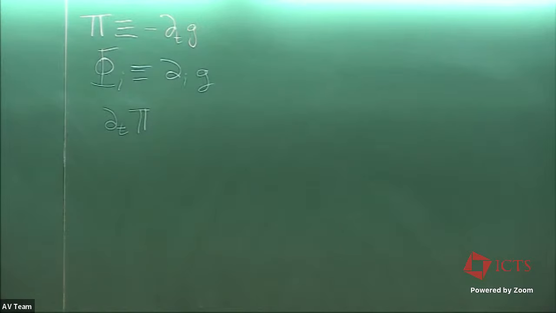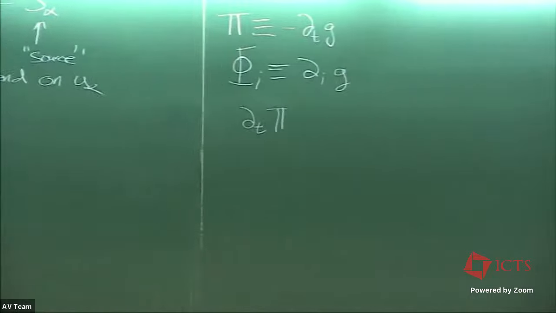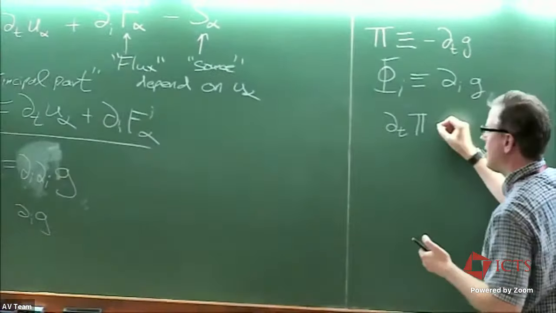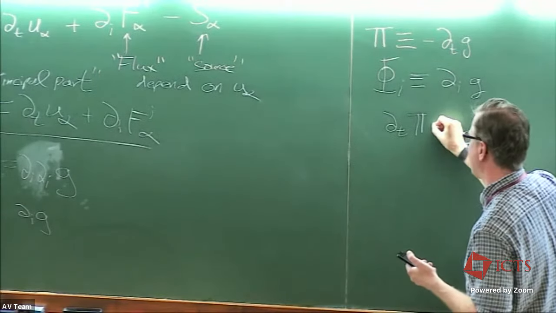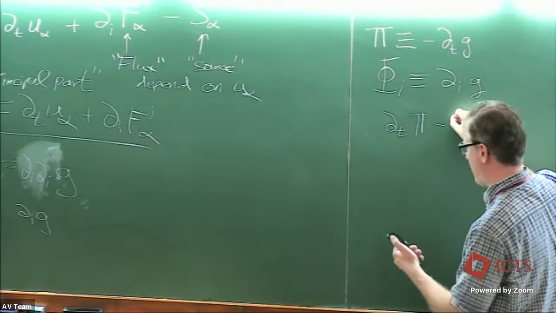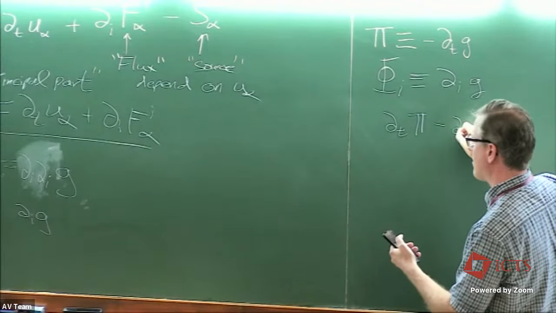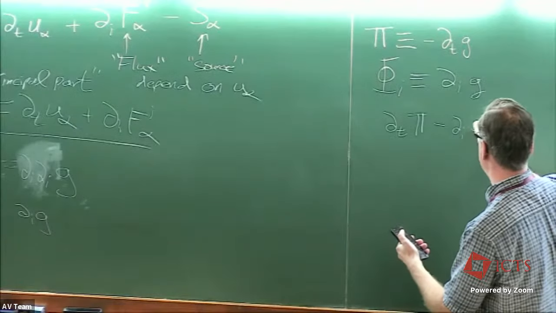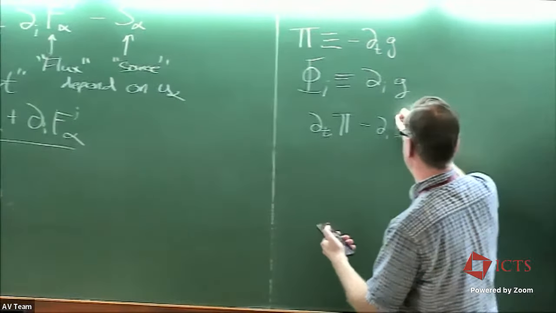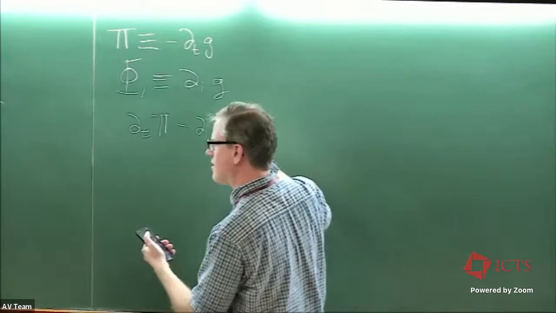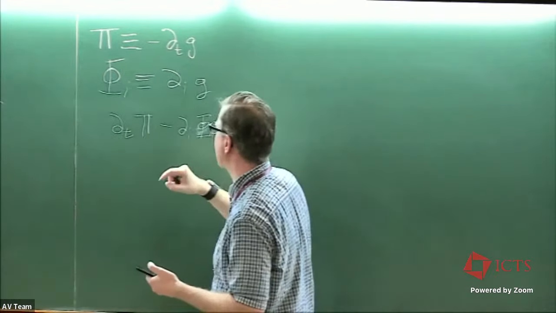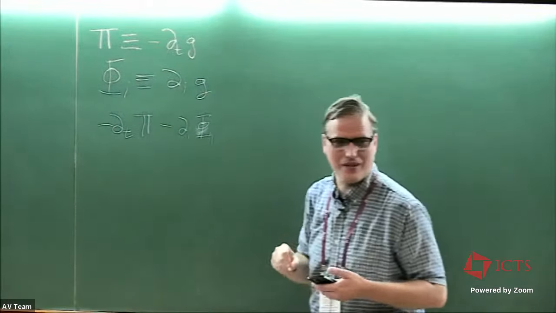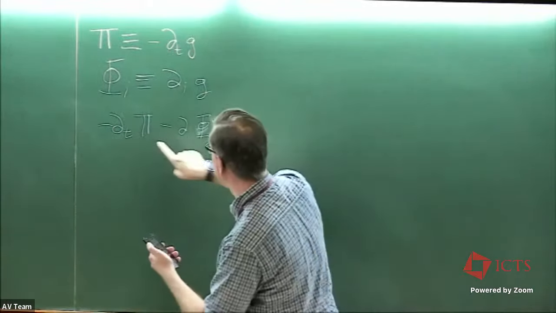And I'm going to bring this term over to the other side so everything's equal to zero. And then I want to do minus partial i phi i. Is that what I want? No. Oh, I heard someone say minus. Yes, because I define pi as minus partial t. There's a minus sign there as well. Thank you. Good.